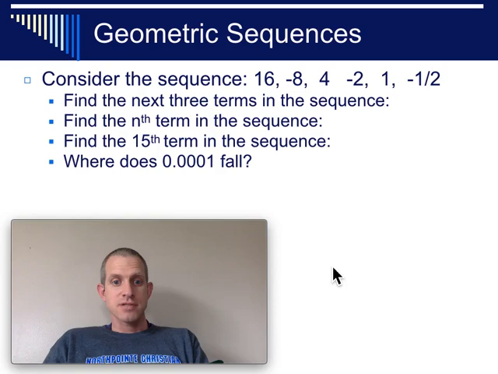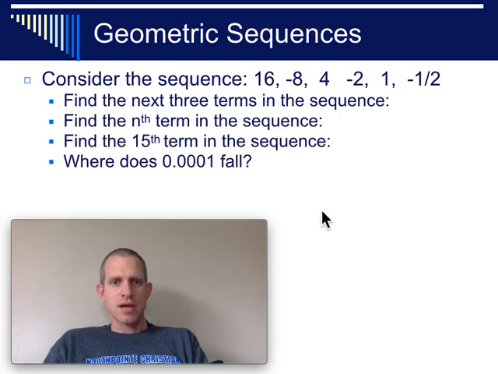One last question to answer here, and that is, where does 0.0001 fall in this list? And to be honest, I didn't think this one through to begin with, and so this number isn't going to fall in our list exactly, but we can see in between what terms it would have fallen.